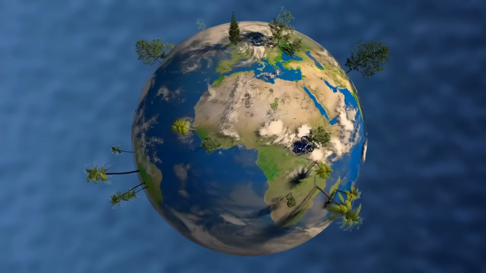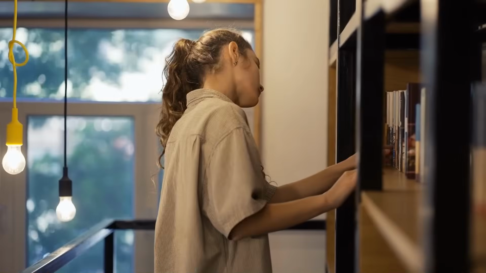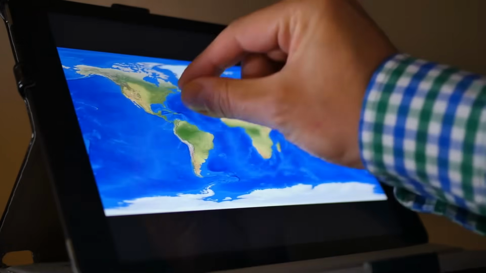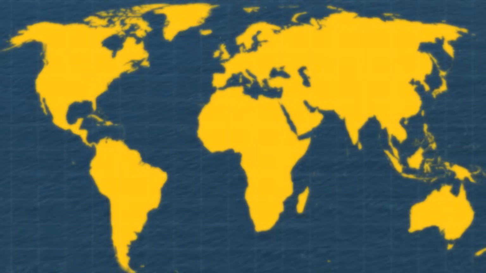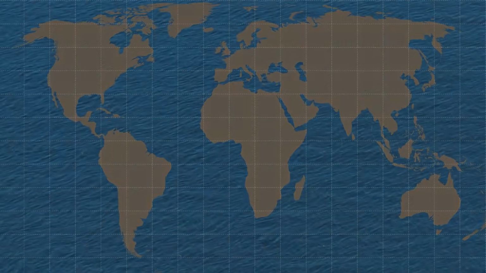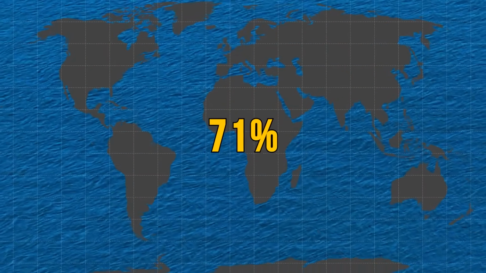Okay, let's try something together. Open any world map you have available. It can be the one you find in your bookcase or even an online version. Take a look at the vast area covered by water. That's 71% of the Earth's surface. And all of that is salt water from the world's oceans.